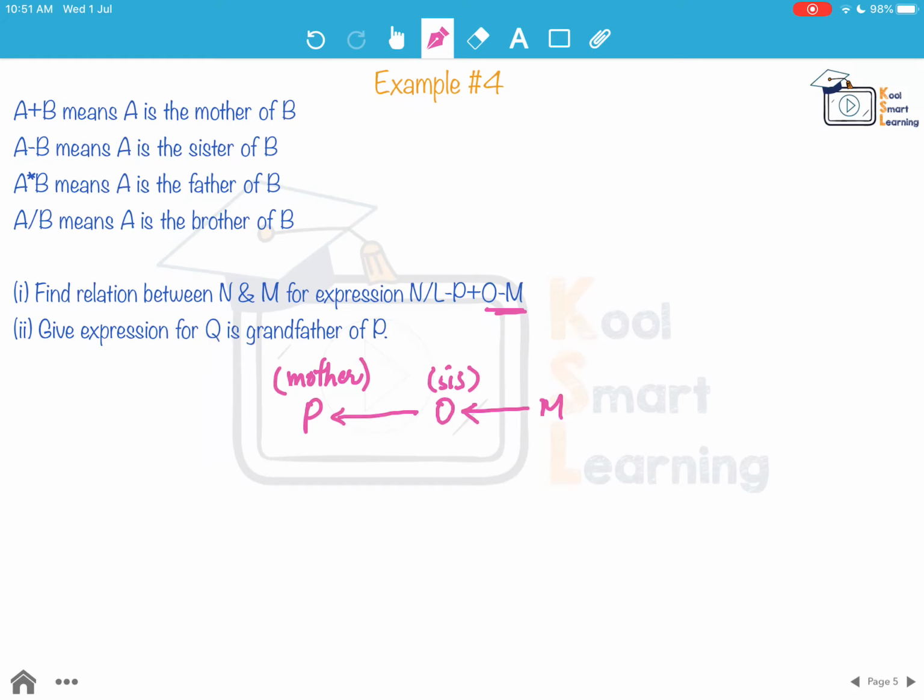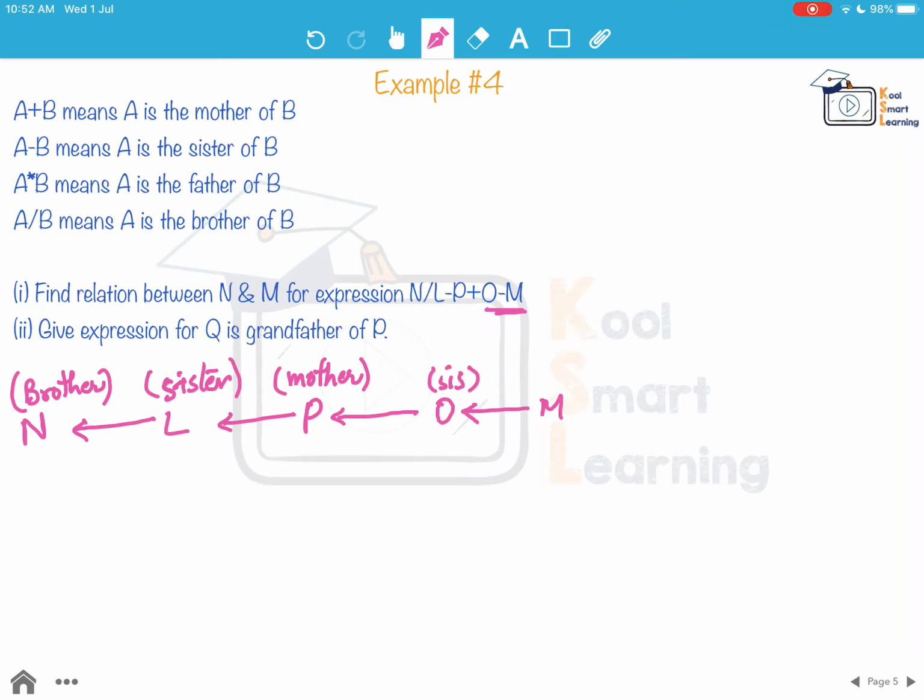Now L minus P means L is the sister of P. So L now is sister. And A by B means A is the brother of B. So N by L would mean that N is brother of L. Right? We understand this?